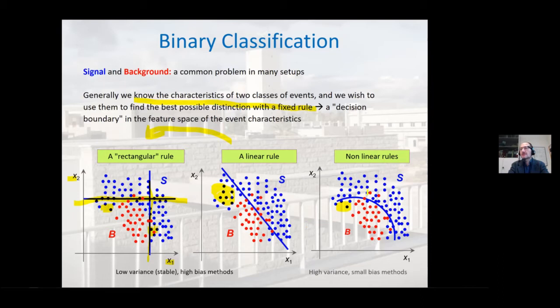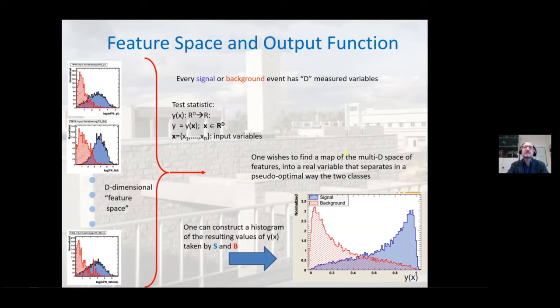So the difference between these methods is that these are more stable in the sense that they are less affected by the vagaries of your data, because I remind you, these red and blue points are just a representation of the data. They are not a generalized model of the density. While non-linear rules will be more affected, for instance, if they are highly complex, like a neural network might create a boundary of this kind, they will have high variance. But they will typically do a better job and have a smaller bias. This trade-off of variance and bias is ubiquitous in statistical practice, and it is here as well.